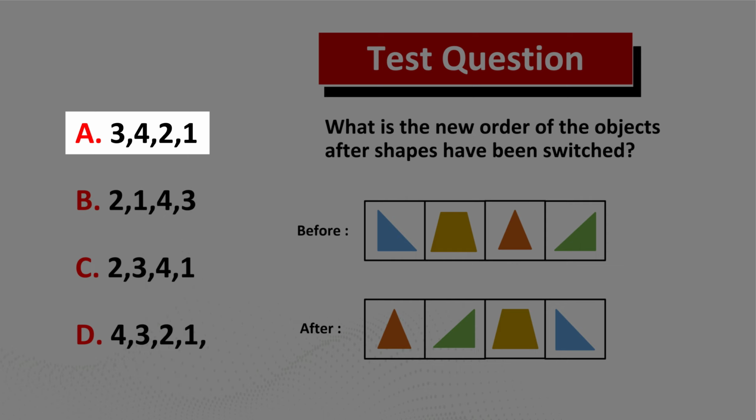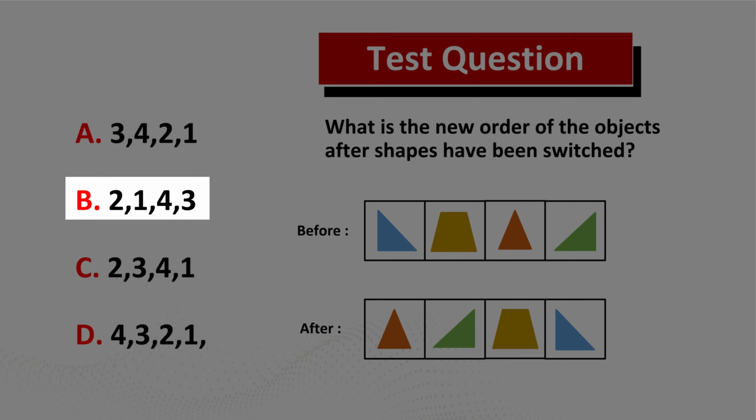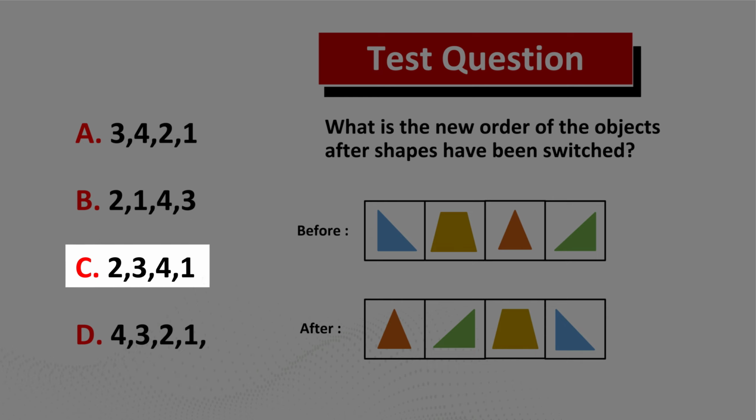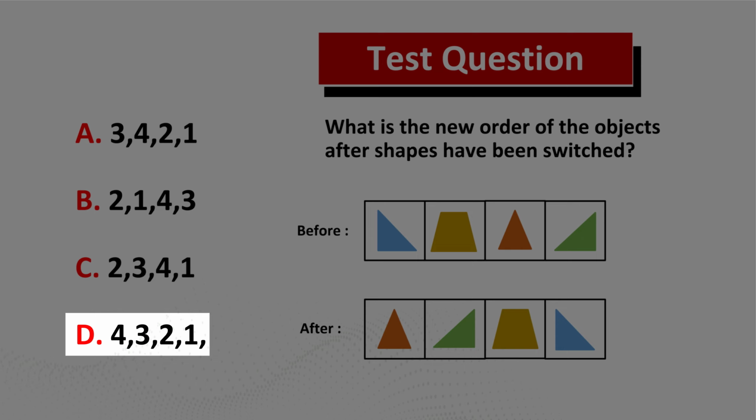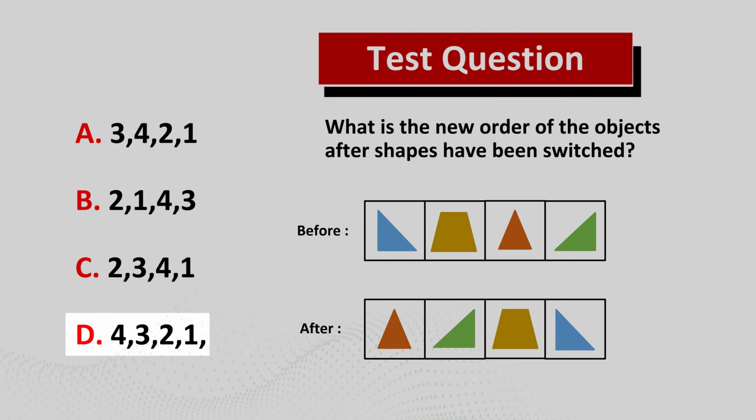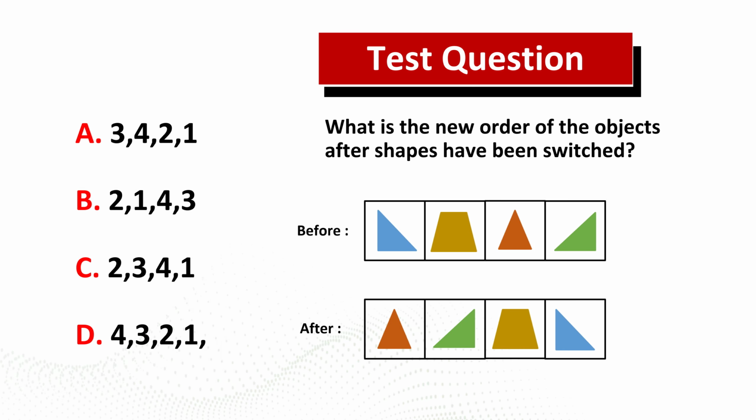Choice A, 3, 4, 2, 1. Choice B, 2, 1, 4, 3. Choice C, 2, 3, 4, 1, and choice D, 4, 3, 2, 1. Do you think you know the answer? Now might be a good time to pause this video to see if you can come up with the solution on your own.